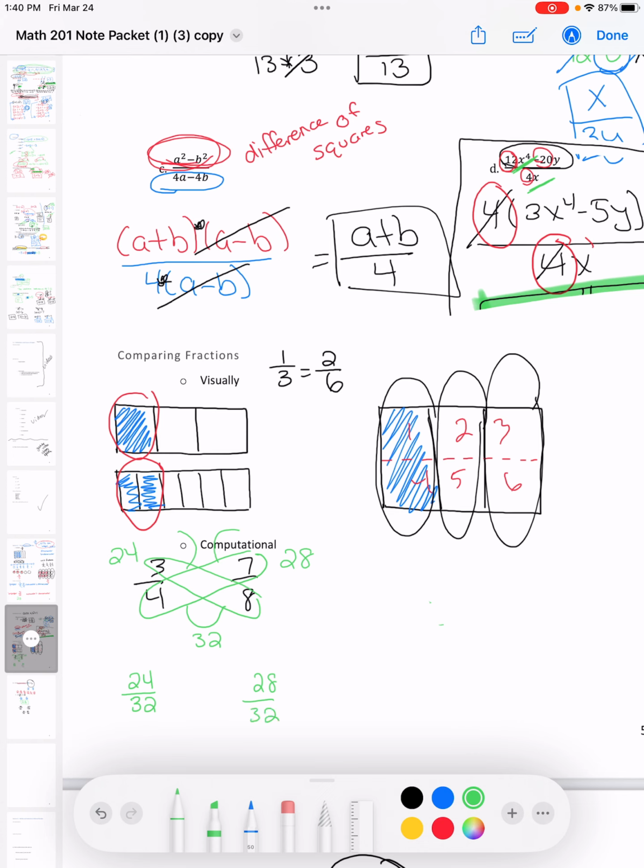This gets a common denominator. It doesn't give me the least common denominator, but it does get me a common denominator because it multiplies one fraction by the other side's denominator. So when I do this, I see that 24 is less than 28, so I know that 3/4 is less than 7/8. Just to show you again, what this little pattern did was multiply one fraction by 8 and the other fraction by 4. So it just multiplied by whatever the other denominator was.